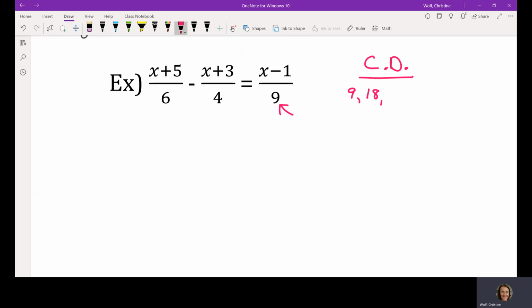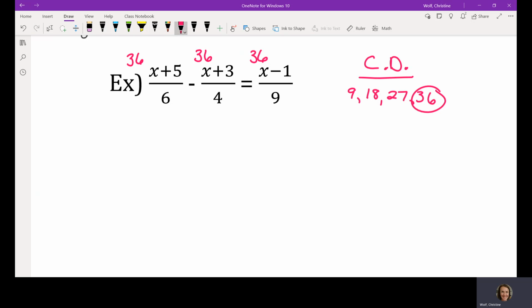So 9, well, 6 can't go into 9. 18, well, 4 can't go into 18. 27, no, 4 can't go into 27, neither can 6. The next one, 36. There it is. Because 6 can go into 36, 4 can go into 36, and 9 can also go into 36. So I'm going to be multiplying every term by 36.